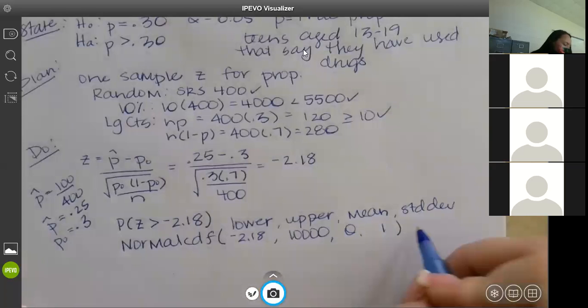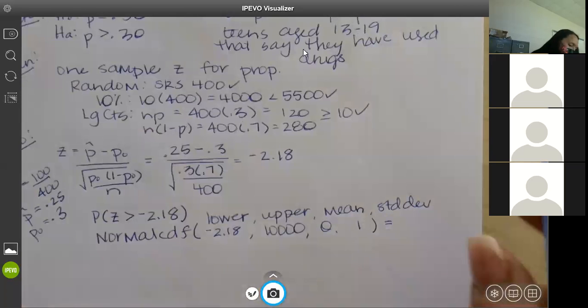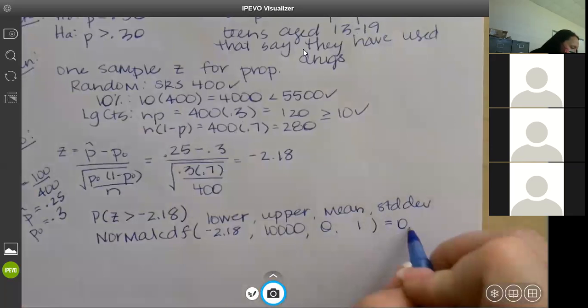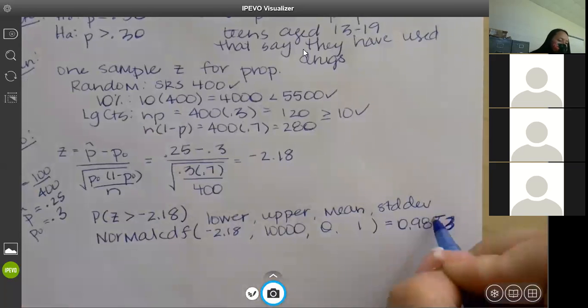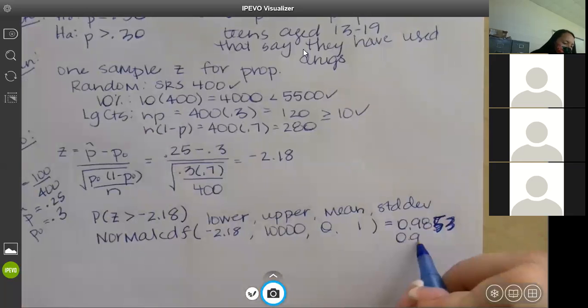When you put that in, that gives you a p-value of 0.98. Sorry, that should be a 5. Got a little dyslexic there. 0.9853.